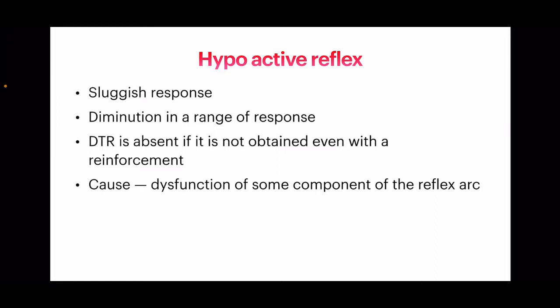So what are the causes for this hypoactive reflex? It happens due to a lower motor neuron pathology, full stop. So it is due to a dysfunction of some component of the reflex arc. As you know, the reflex arc has an afferent and an efferent limb, and the spinal cord, which is the center. So any problem there is going to be responsible for a hypoactive reflex.